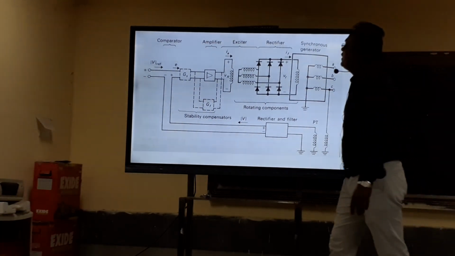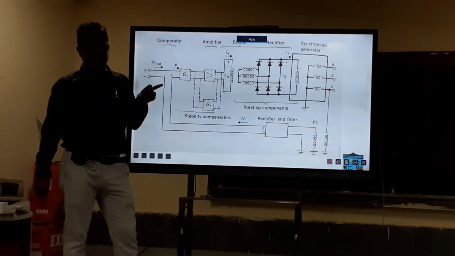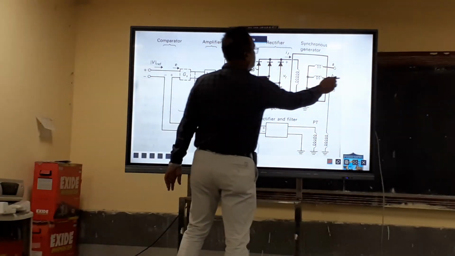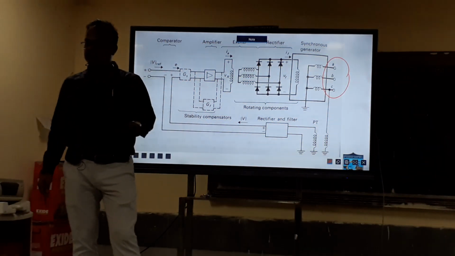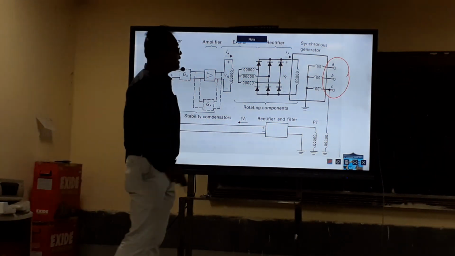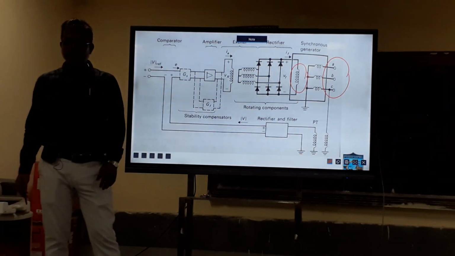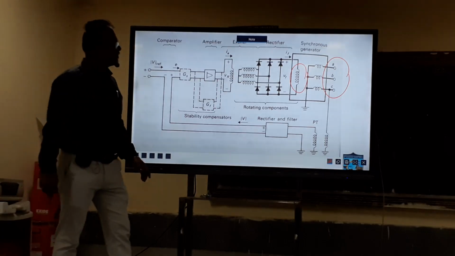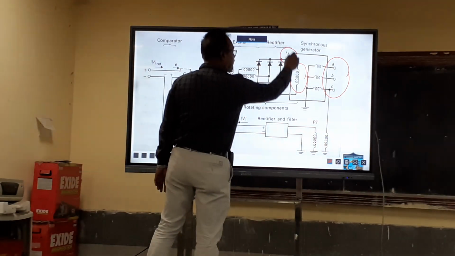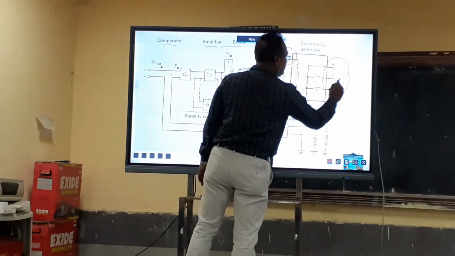So here if you see, which one is our objective? This is the main generator. This is the main generator armature, which is on the ground, stationary. This is the main generator field. The whole purpose of the excitation system is to provide this field current so that the voltage is maintained.